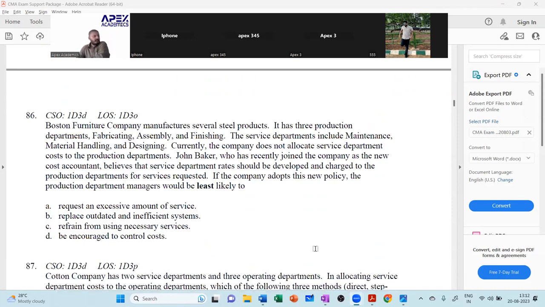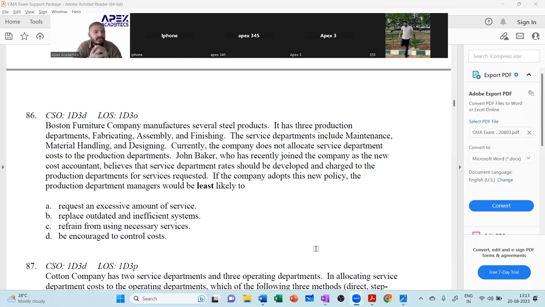Now look at this. 86. Boston Furniture Company manufactures several steel products. It has 3 production departments: fabricating, assembly, and finishing. The service departments include maintenance, material handling, and designing. Currently, the company does not allocate service department cost to production departments. John Baker has recently joined the company as the new cost accountant and believes that service department costs should be developed and charged to the production departments for the services requested.